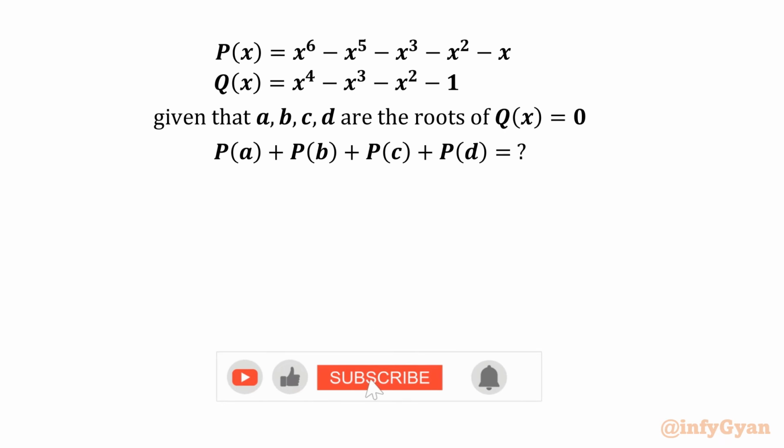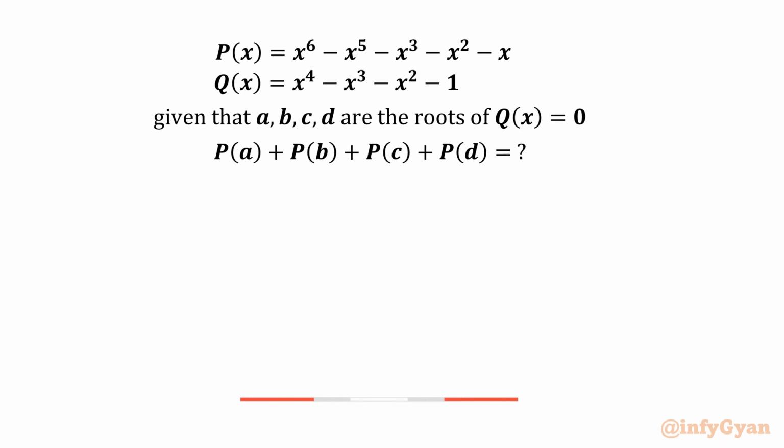In today's video, we are going to solve one very interesting and challenging question from AIME. We have two polynomials P and Q. Given that A, B, C and D are the roots of Q(x) equal to 0, we have to evaluate P(A) plus P(B) plus P(C) plus P(D).